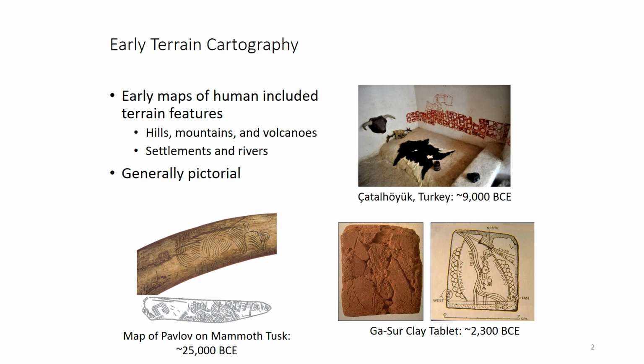And what you'll see is common to all of these is an inclusion of terrain. So you can definitely see mountains. You can see things like the volcano in the Çatalhöyük map. And so there's plenty of evidence to suggest that human beings included things like hills, mountains, volcanoes, in addition to things like settlements and rivers on the maps that they used.